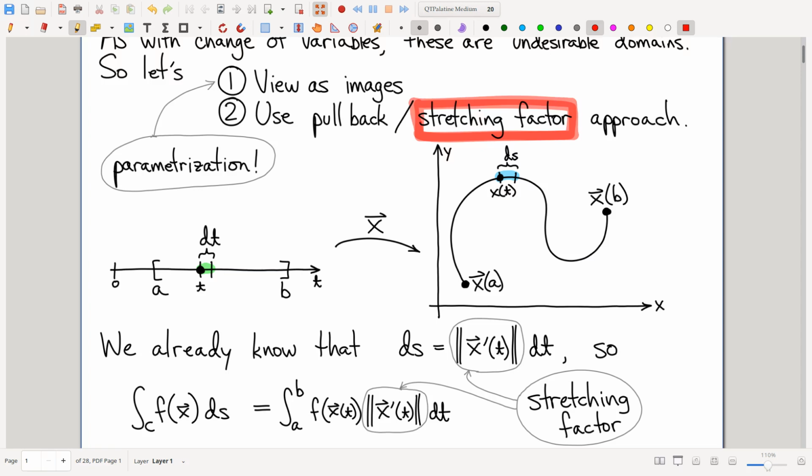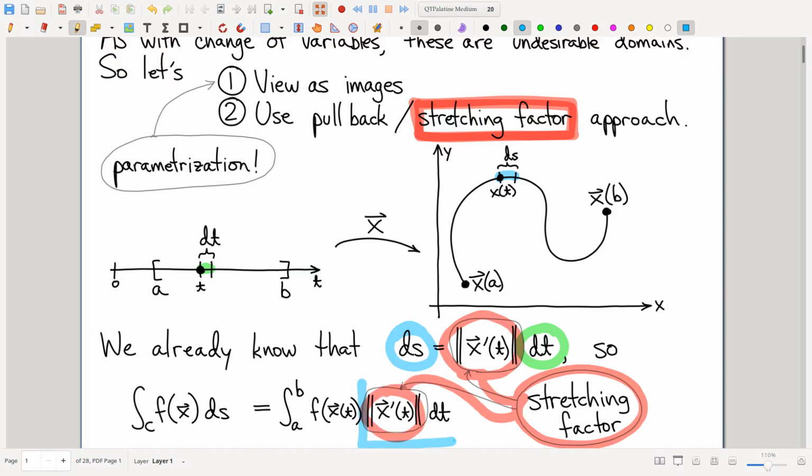Well, keeping in mind that dt I think of as being a little piece of time, and ds is a little piece of distance. What's the relationship between distance and time? Well, speed. So there's our stretching factor. That's what I put in there to rewrite ds in terms of dt. It's just the speed. And speed, of course, is the magnitude of the velocity, which is the derivative of the position. So, boom. Is that cool?